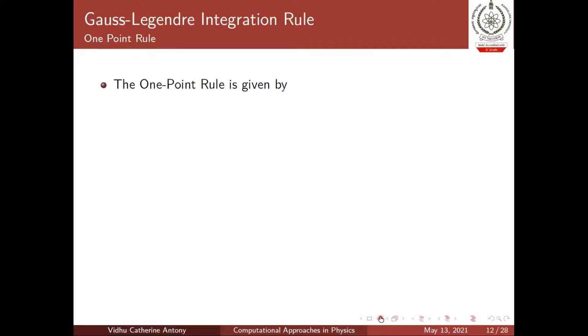Okay, so we will be starting off with the 1-point rule. How do you write the 1-point rule? Basically, you say integral from -1 to 1 of f of x dx is equal to lambda naught f of x naught. Now what is our next step? Our next step is to find out the undetermined parameters, which are your lambda 0 and your x naught.